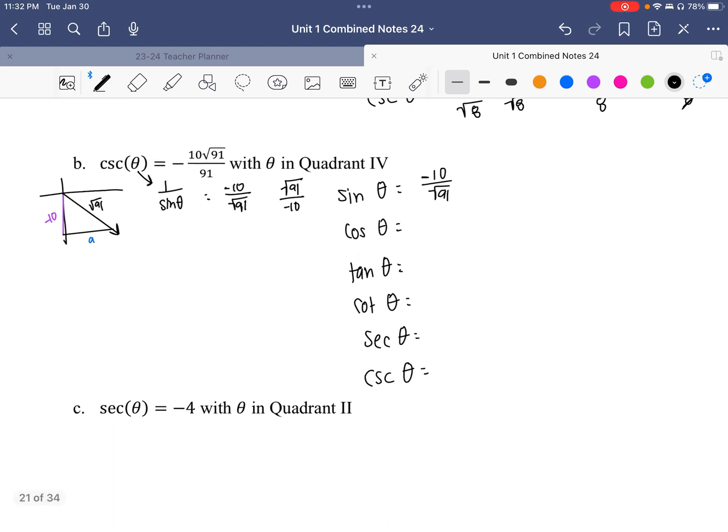right? Wait, hold up. I'm writing the wrong thing. It's right there. Silly me. The square root of 91 over 10, and that one should be negative. Again, we're in the fourth quadrant, so the only one that should be positive is cosine. Okay, and that would require knowing what a is. So remember, a is going to be equal to the square root of the square root of 91 squared minus negative 10 squared. Okay.